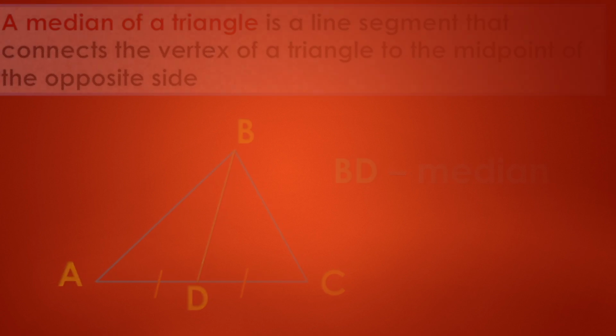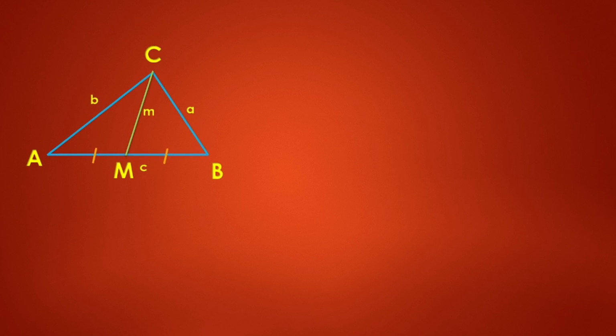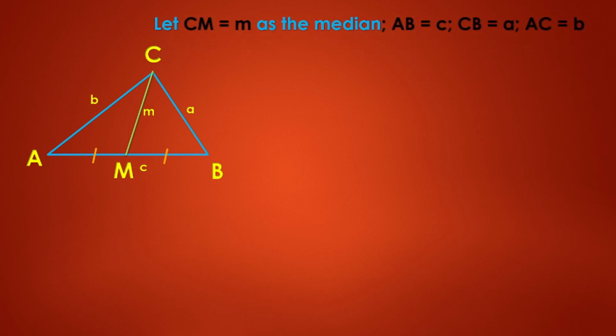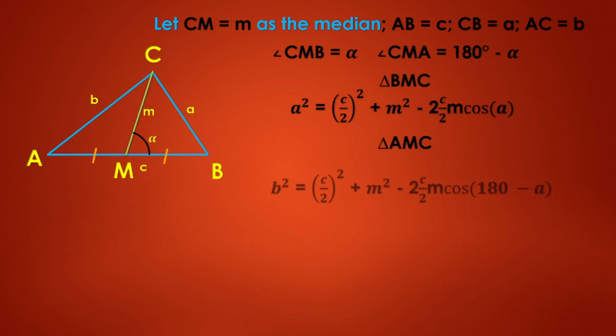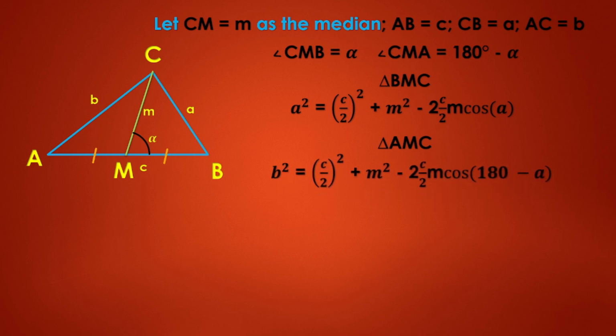Now I want to prove to you that we can find the median of a triangle if we are given all its sides. Let CM equal m be the median of the triangle, AB equals c, CB equals a, AC equals b. Let the angle CBM be equal to alpha, then the angle adjacent to it will be equal to 180 minus alpha. Let's take the triangle BMC, use the law of cosines in it, and then let's take the triangle AMC, and in this triangle, we will also use the law of cosines.